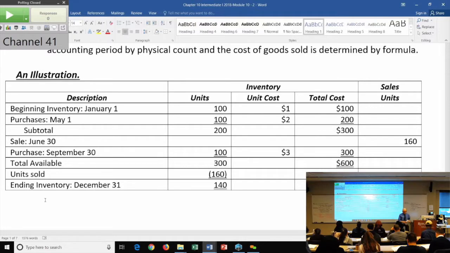Now, we're going to ask you to calculate ending inventory under weighted average, FIFO, LIFO, under both perpetual and periodic. So I'm just going to make a note here, just so we know, we've got 300 available, the ending inventory is 140, and cost of goods sold is 160. We're going to calculate the ending inventory and the cost of goods sold.